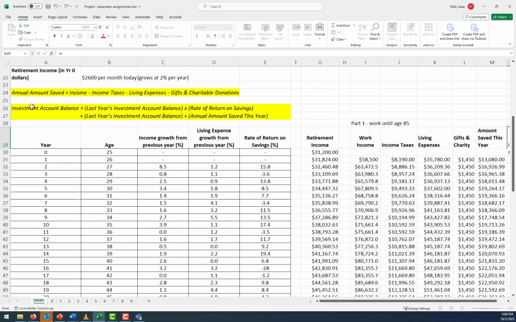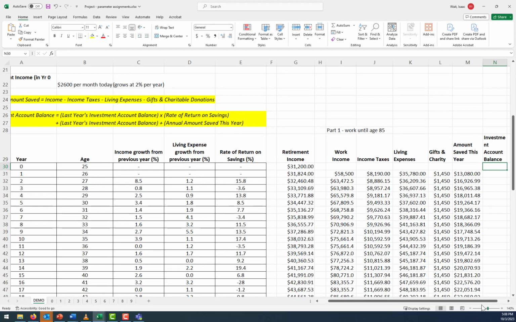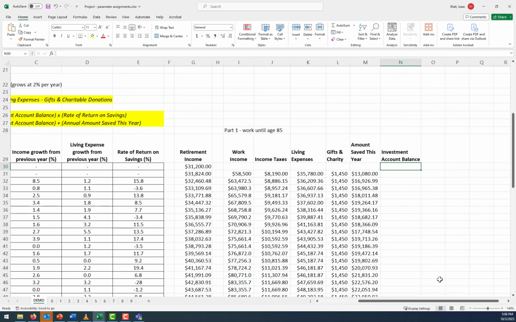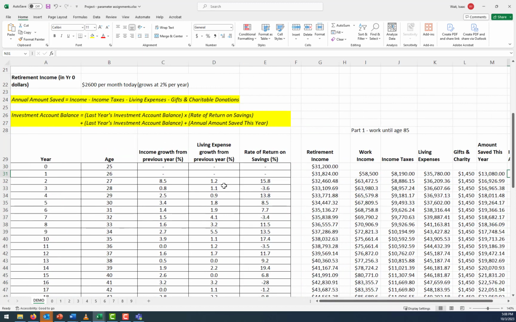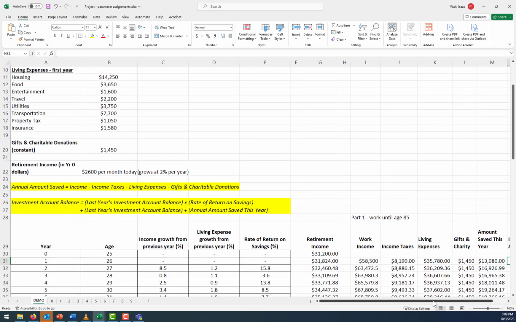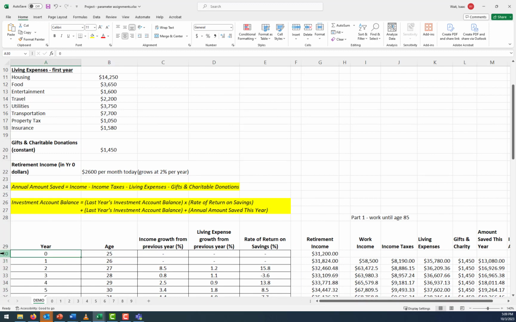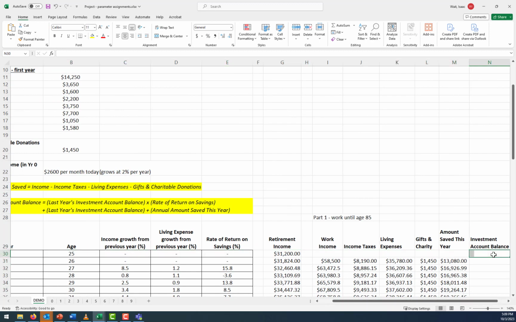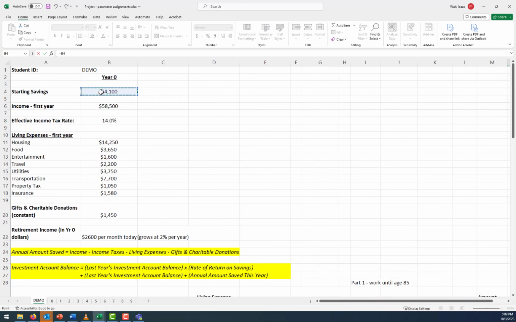By the way, the formulas for this are provided in the spreadsheet itself. So, investment account balance. Let me make this cell a little bit wider so it doesn't break like that. All right. So for the first year, this person started off with $4,100 in their savings account at time 0. So time 0 is row 30. So this is time 0. So their investment account balance at time 0 is how much they had as their starting savings.